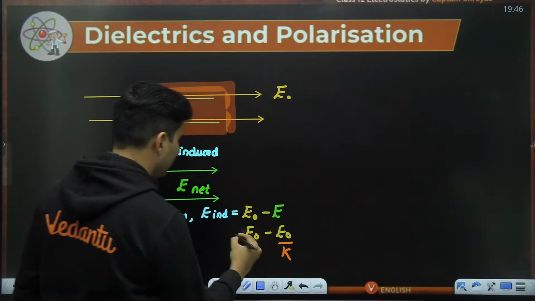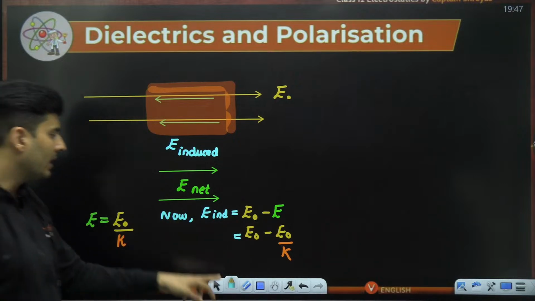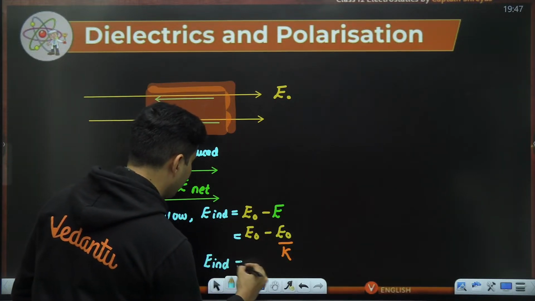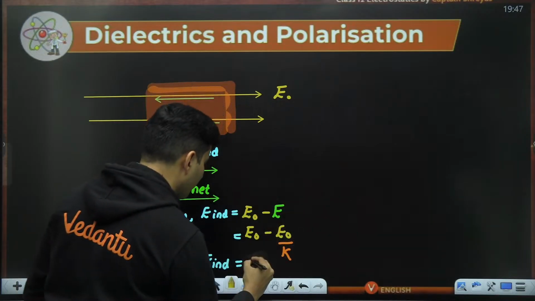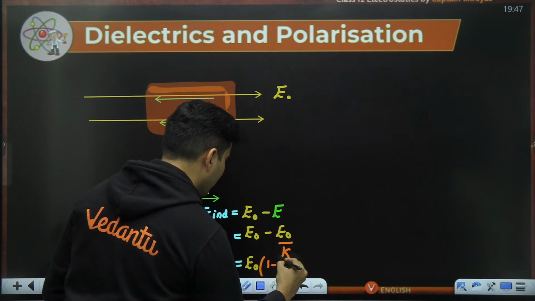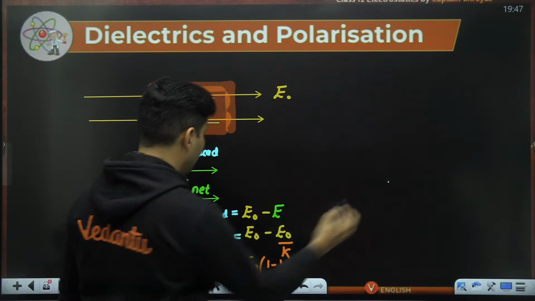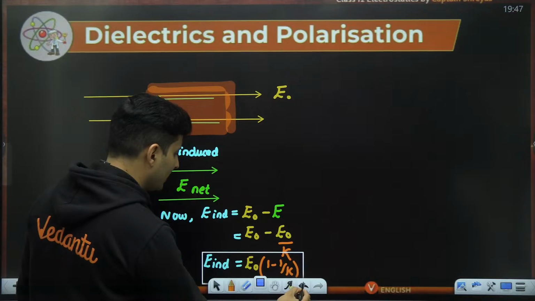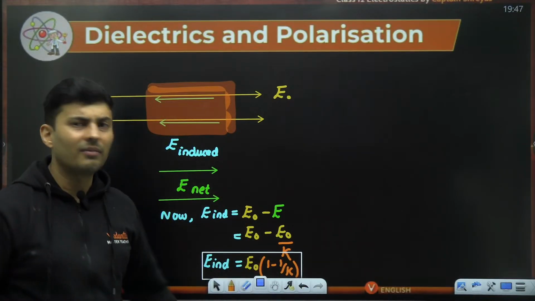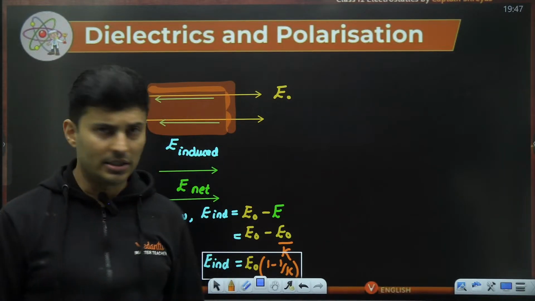So how did I get it? Just substituted E as E naught by K. Taking E naught common, I will get the induced electric field is equal to E naught, and then the whole thing into 1 minus 1 by K. Now, this is also a very important formula. Sometimes they can directly ask you a question, what is the induced electric field? It is the external field into 1 minus 1 by the dielectric constant.